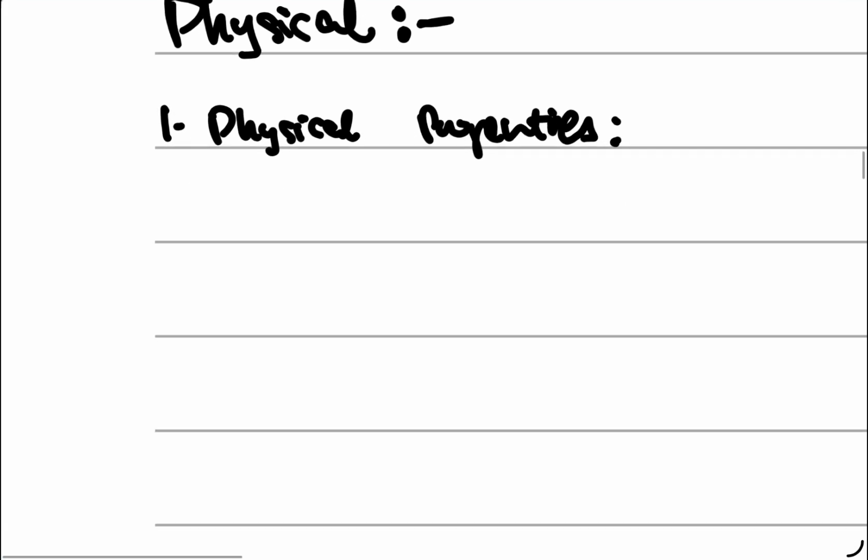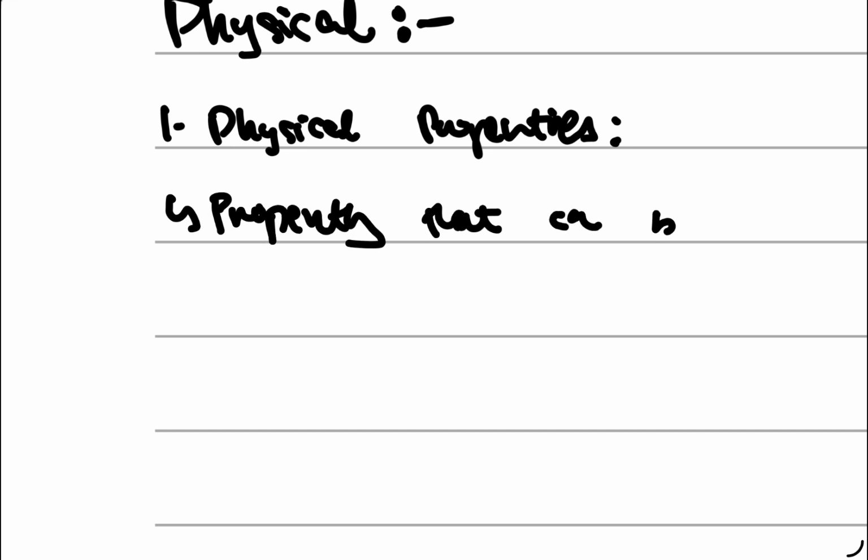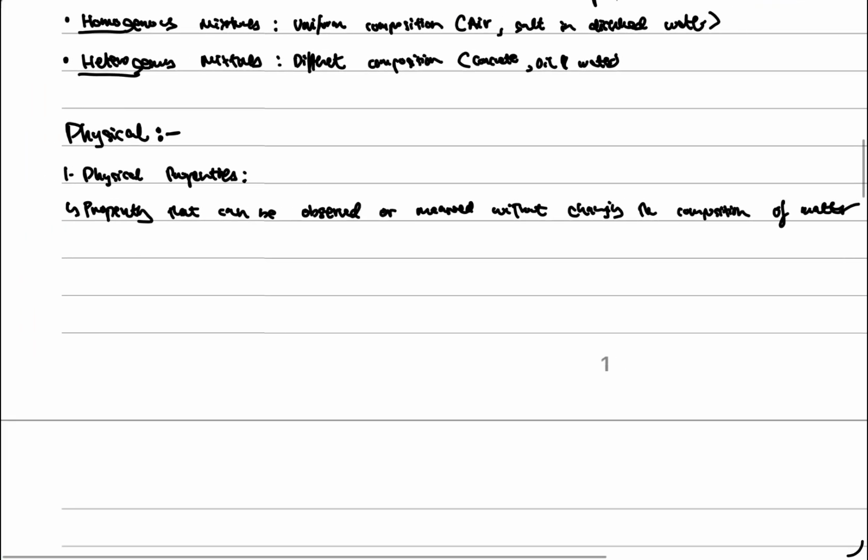So physical properties. What are these properties? What do they mean? So a physical property is something that can be observed. So a property that can be observed or measured without changing the composition of matter. Alright, so this is something which you can observe without having to change the fundamental way that the matter exists.